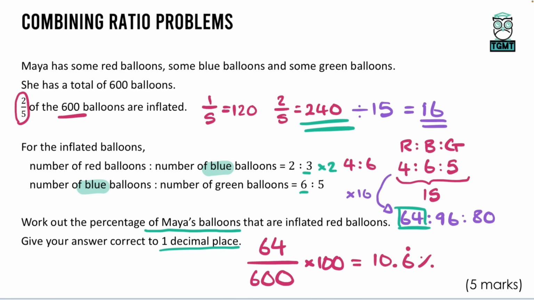Typically, if you click your calculator, it'll turn this recurring dot into lots of sixes anyway, but we want to round it to one decimal place, which will give us 10.7, because after the 6 is, of course, another 6. So 10.7%, and that would be our final answer. There are 10.7% of Maya's balloons which are red inflated balloons. So there we go, working through that question step by step. We had fractions, we had ratios, and we had some percentages there at the end.